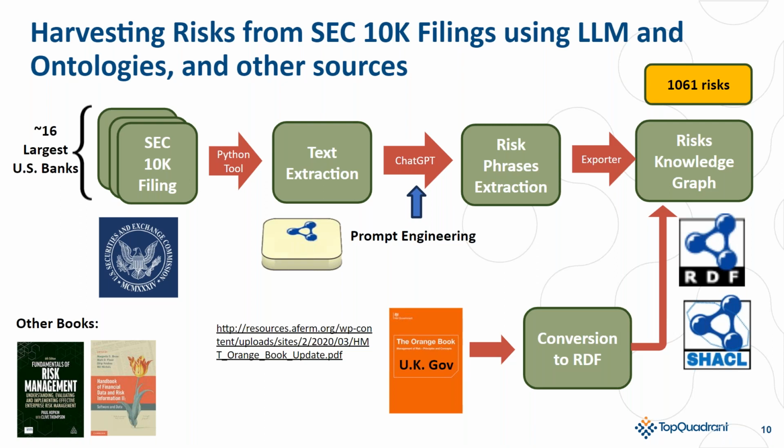extract those phrases, and then build a risk knowledge graph, which is what Ralph was showing and will continue to show. So what we did is we took this information and at the end of the day ended up with about 1,061 risks that we extracted out of these SEC filings and brought into the knowledge graph to define the risks.